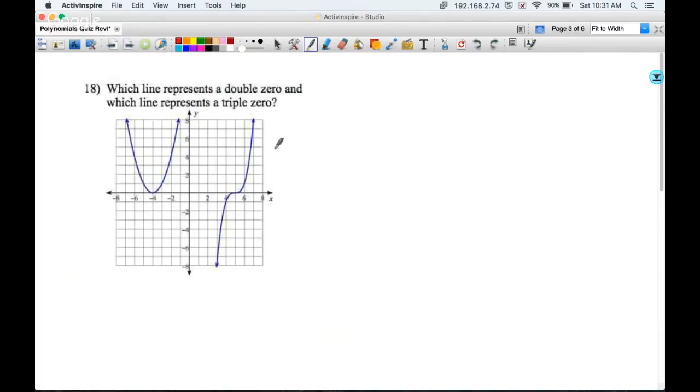Okay. Which line represents a double 0 and which represents a triple 0? Double. Triple. You could think that this is crossing the x-axis and going back at the same point on the x-axis. This one's crossing, going back, and then going back again. 3 crosses all at the exact same point on the x-axis.